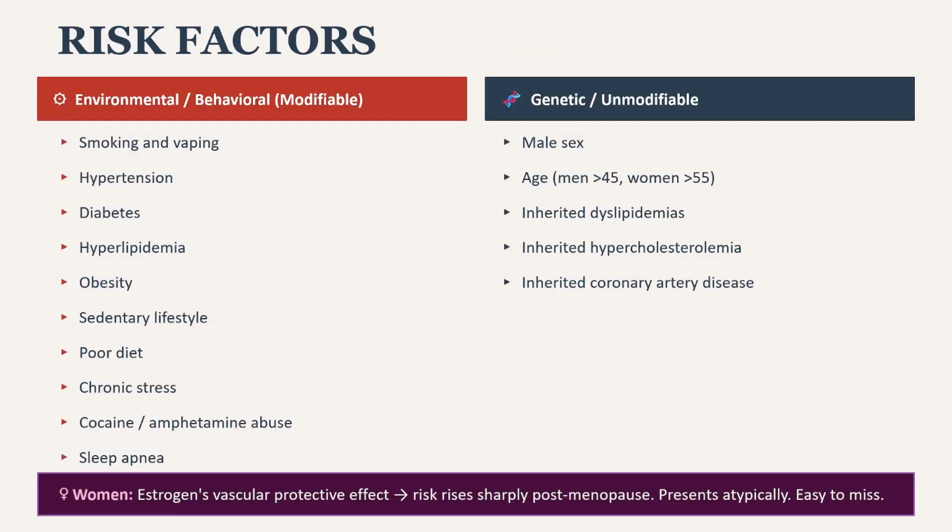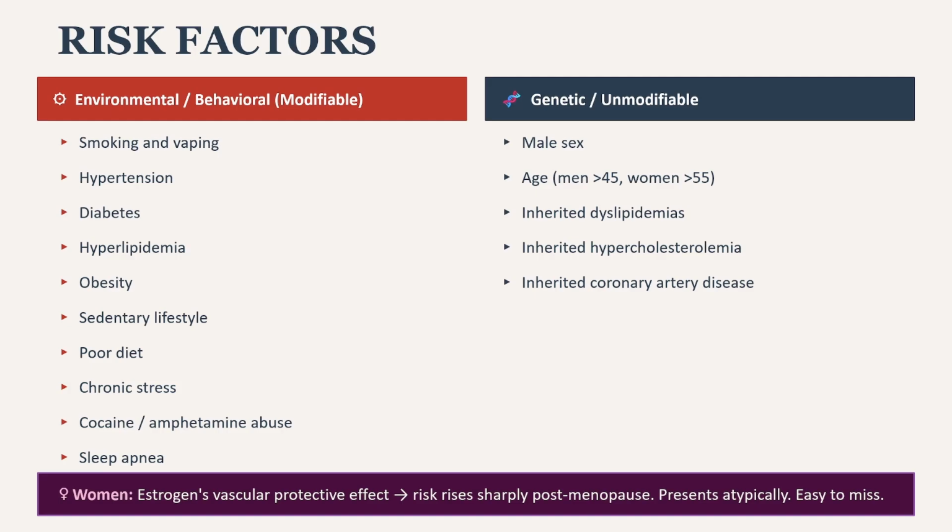Risk factors split into two buckets, things you can change and things you can't. So the modifiable ones are things like smoking, hypertension, diabetes, all the good things. So the unmodifiable factors are being male, older in age, so men over 45 and women over 55, and inherited conditions like familial hypercholesterolemia or familial coronary artery disease.